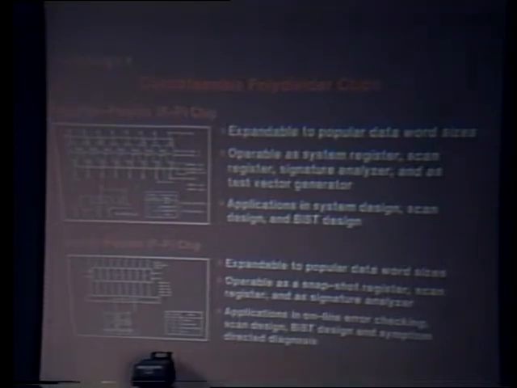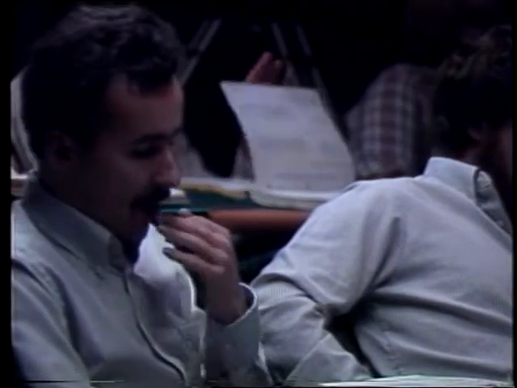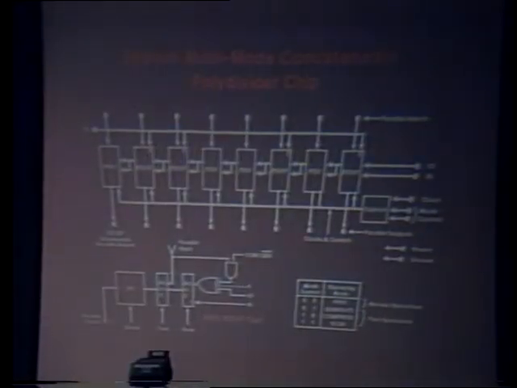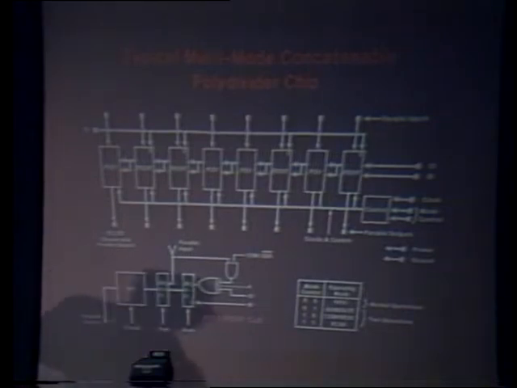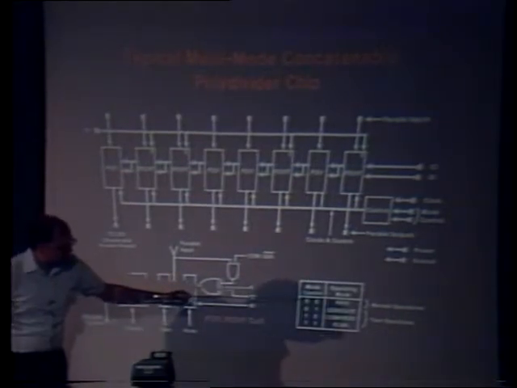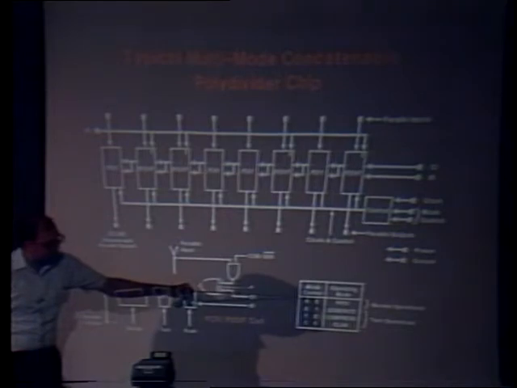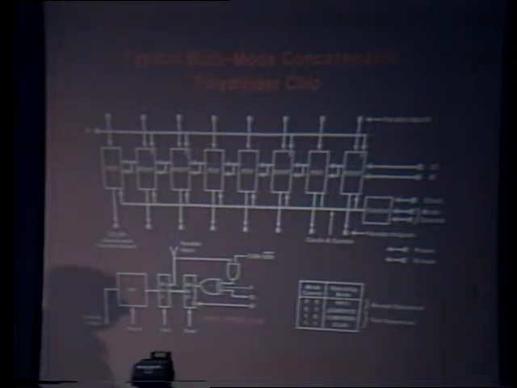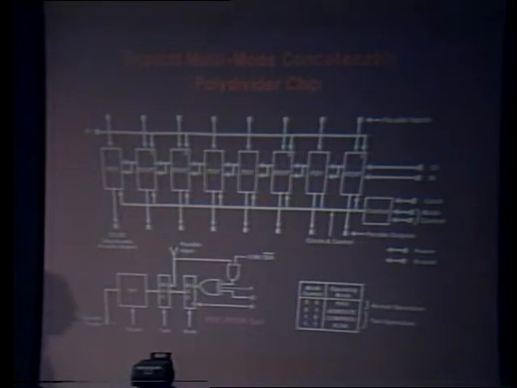Here is an example of how it could be used. This is just a detailed picture of what that polydiv function may look like. It has several operating modes. It can be operated as a parallel in, parallel out register, or as a generator, or as a compressor, or as a scan register. Okay, just like a BILBO. And this is just another functional diagram for BILBO type functionality.